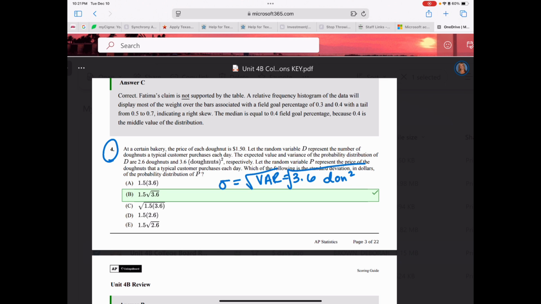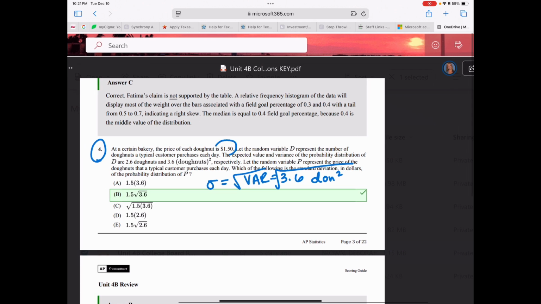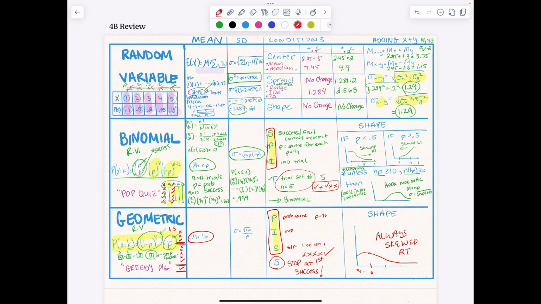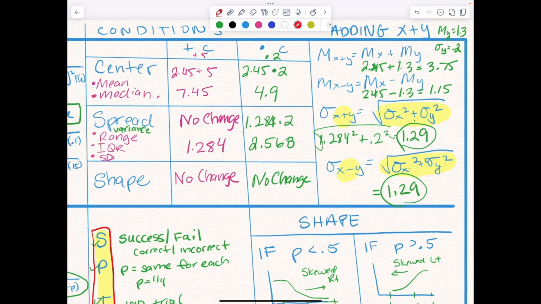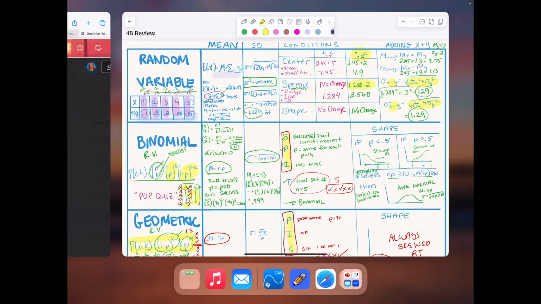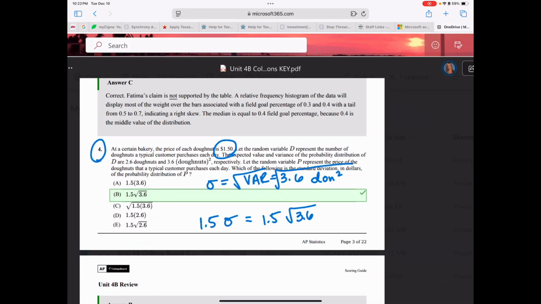Okay. So it says, let the random variable P represent the price of donuts. Now it's $1.50 per donut. Which of the following is the standard deviation of the probability distribution? So I'm going to take 1.5 times the standard deviation. Now, the standard deviation, as I know, is going to be the square root of 3.6. So this is just going to be 1.5 times the square root of 3.6. Because remember, back here, when I multiply all my data, then I multiply the standard deviation.